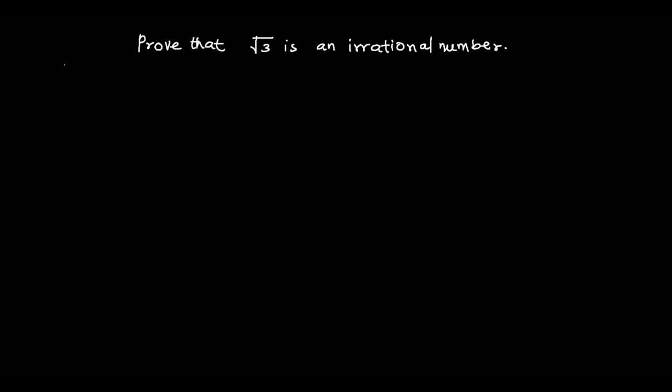In this lesson, we are going to solve this question I have on the screen here. So now let's start with it. The question says that we should prove that the square root of 3 is an irrational number. So let's look at how we are going to do that.